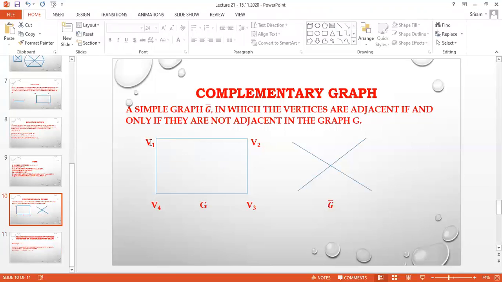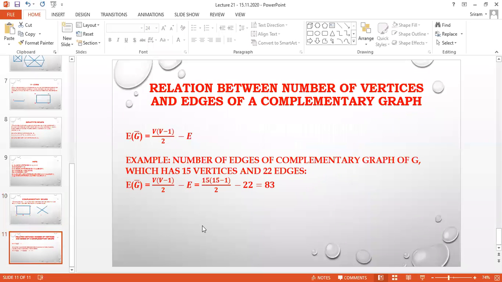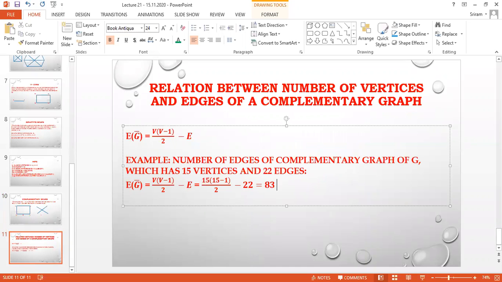For example, let me take this as the example. I will finish with the last example. Here I have 4 vertices, 1, 2, 3, 4, and 4 lines. I am going to find the complementary of this. How many edges do I have? I have 4 vertices and 4 lines. So how many should be in the opposite? I am going to put this in the rule, V into V minus 1 by 2 minus E. So this is 4 into 4 minus 1, which is 3. So 4 into 3 is 12.